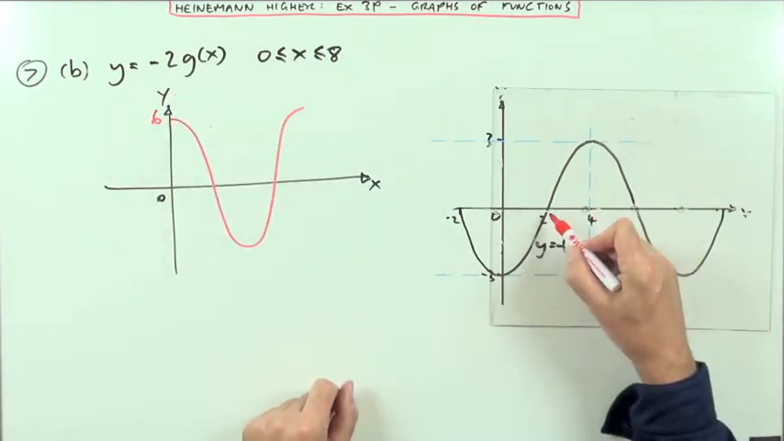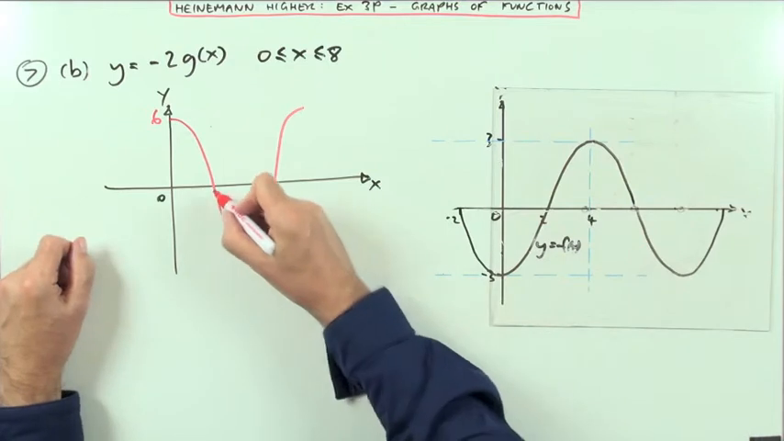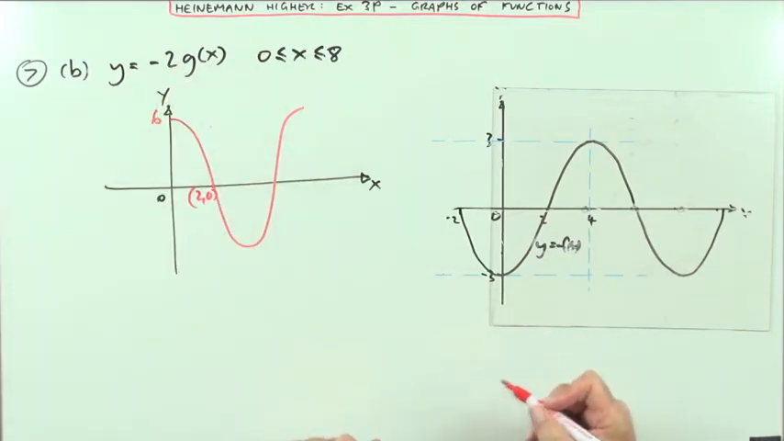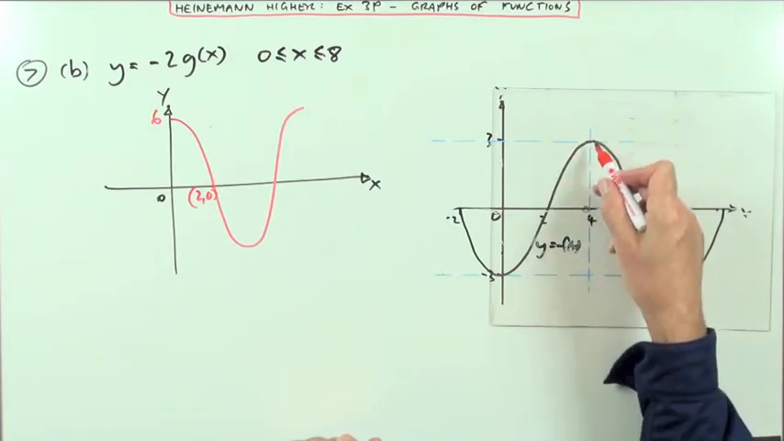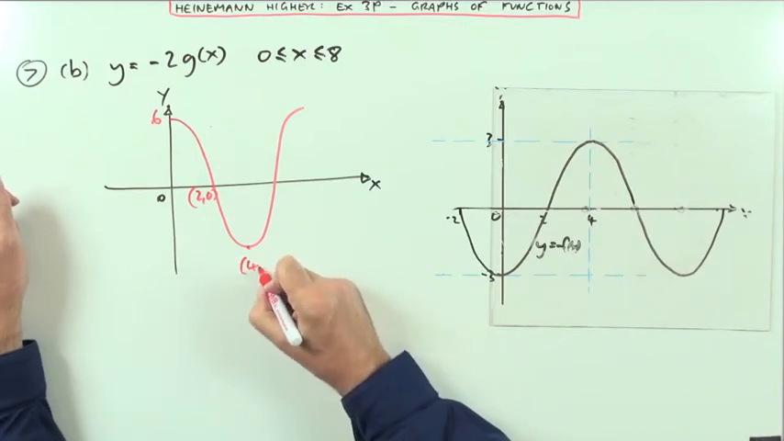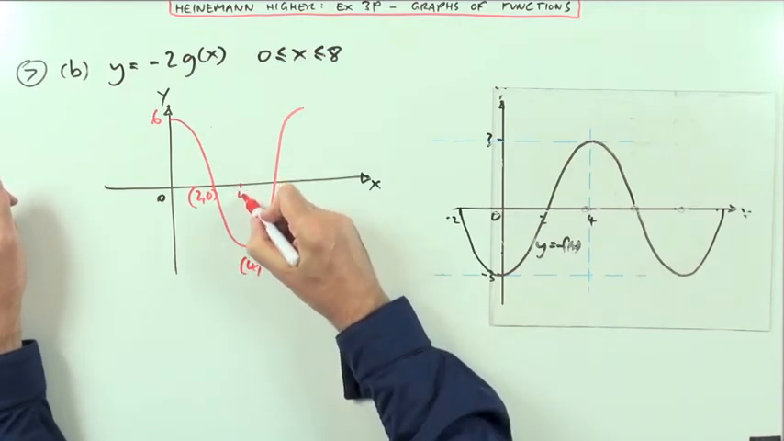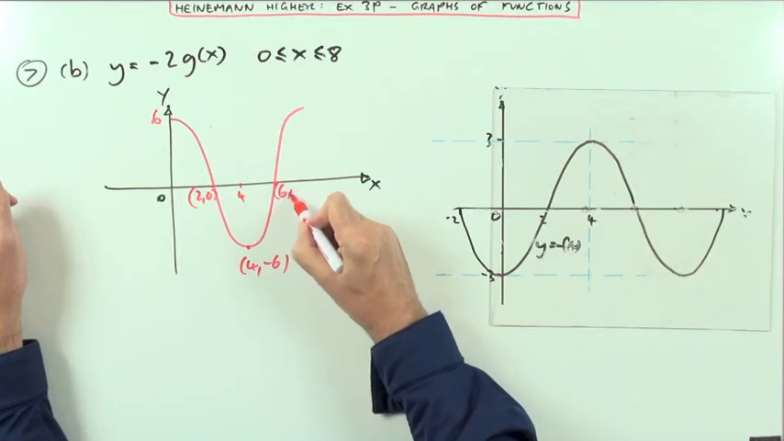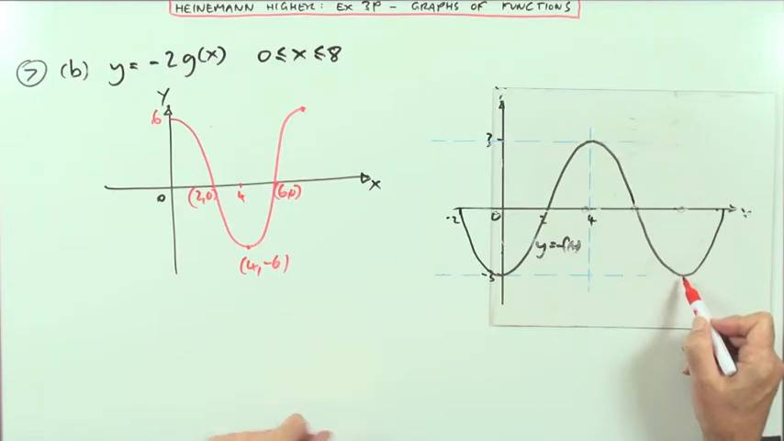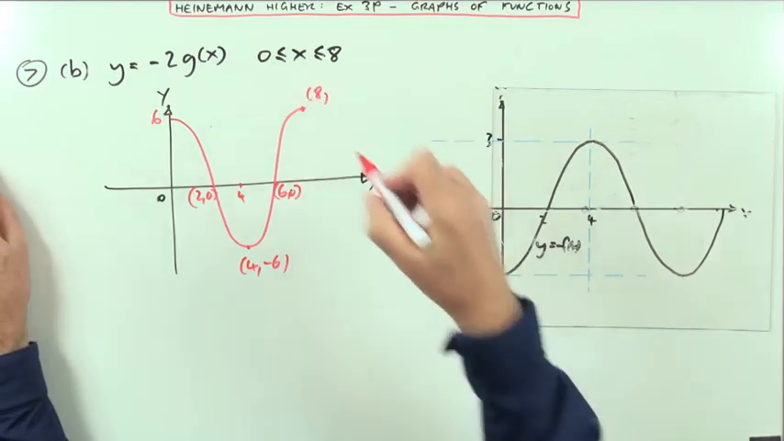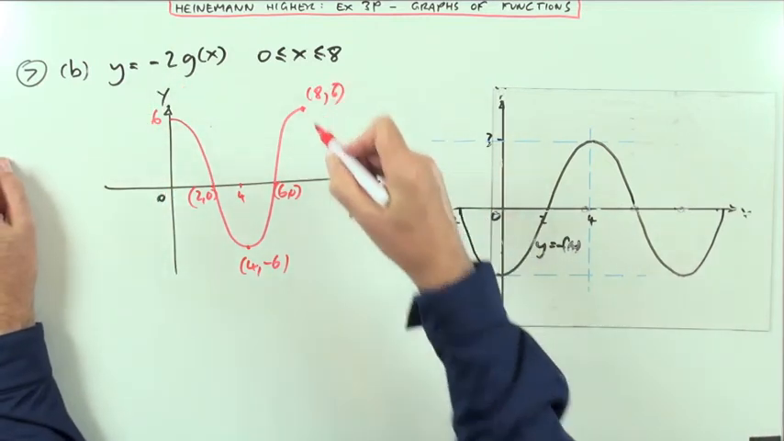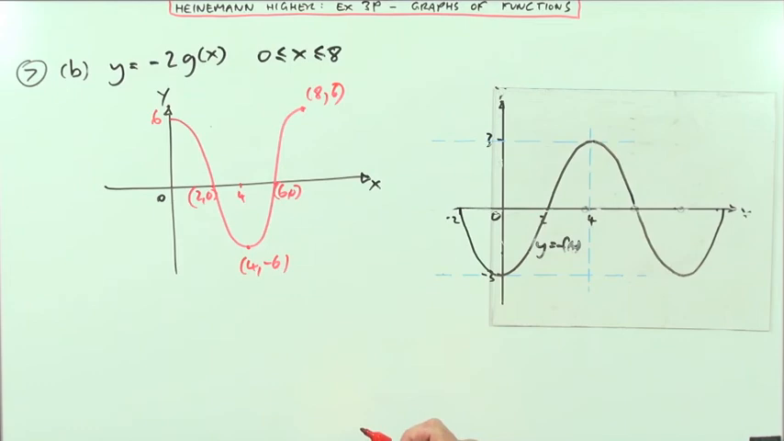This point here was originally 2 at 0, it'll have to stay 2 at 0, no change to the x, and double 0 is still 0. The point at 4 had value 3, negative 2 times it means the point at 4 has now got value negative 6. The point at 6 is still at 0, and then the point at the end here, which was at 8, is still at 8 obviously, but instead of negative 3, it'll be negative 2 times it, which is 6. So that would be the graph then for part B.